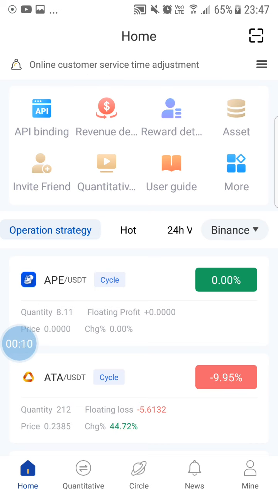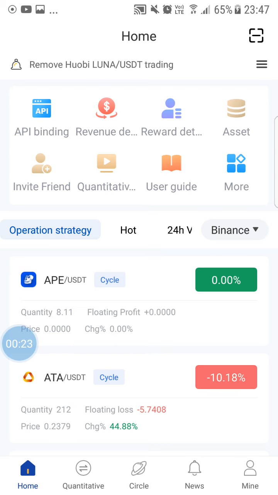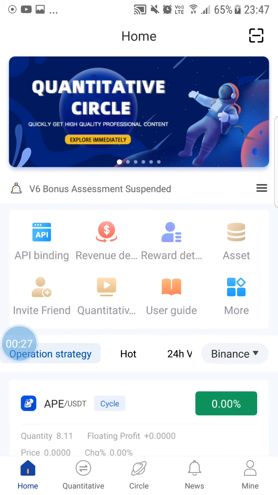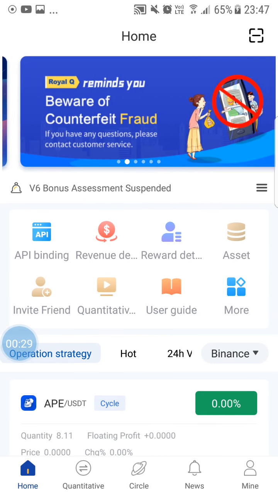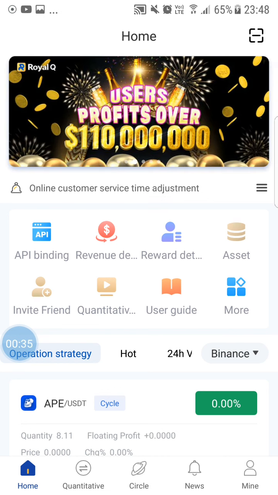To answer a question about gas fees or fuel charges, I will just quickly show you on this account. I will click on Asset just above More on the top right there. I'm on the home page of RoyalQ, and if I slide a little bit downwards, you can see where Asset is towards the right-hand side, after rewards details or just above More. I'll click on Asset.